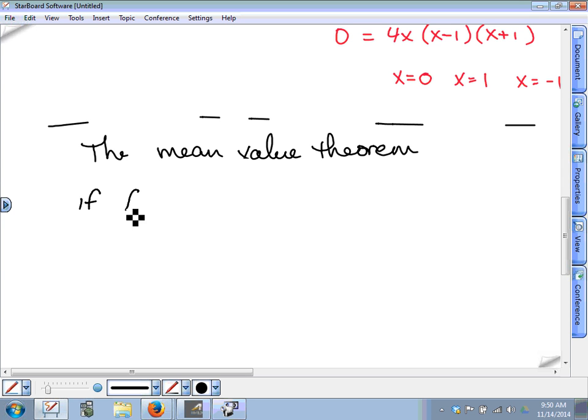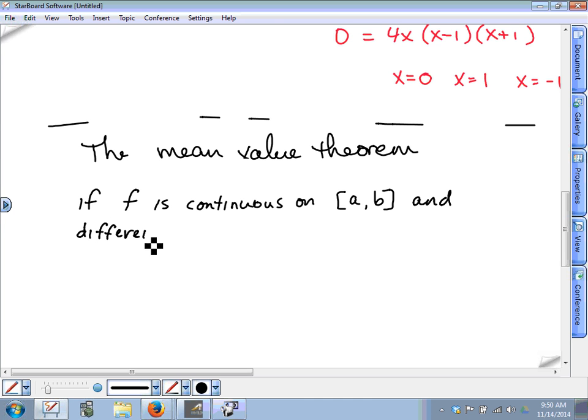This one says if f is continuous on the closed interval AB, and it's differentiable on the open interval. So it starts off just like Rolle's theorem.